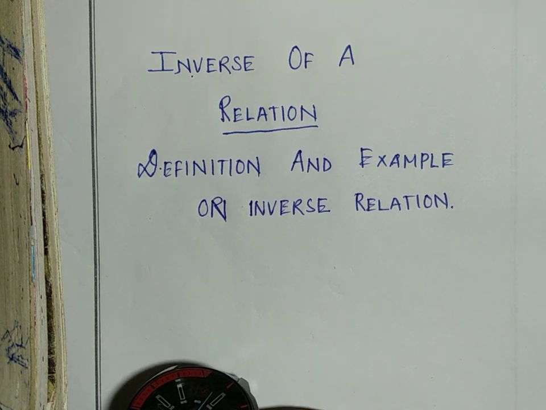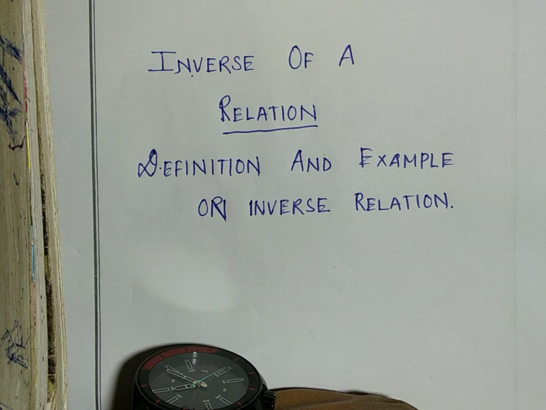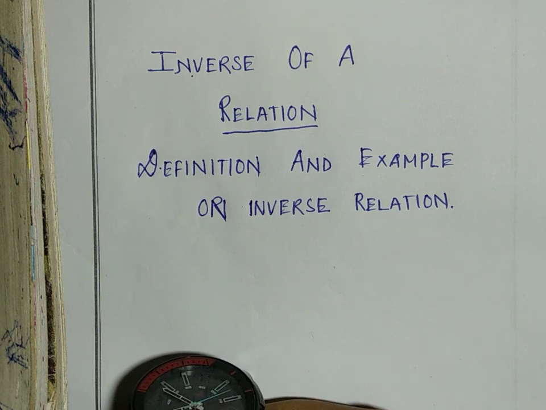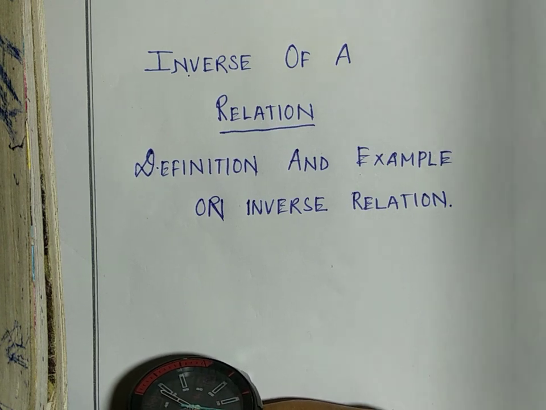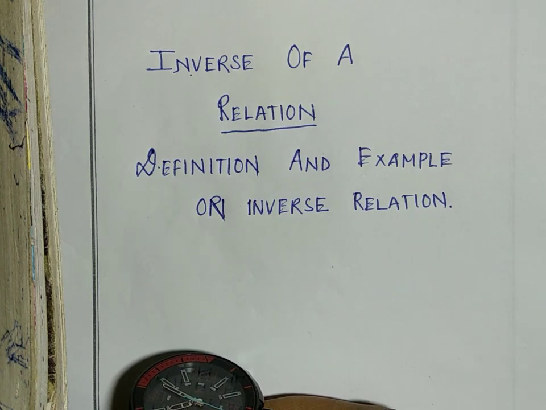Very simple topic. Just go through the steps; I will explain step by step. First of all, we will go through the definition of what an inverse relation actually is. You already have the basic idea about relation. A relation is nothing but a subset of the Cartesian product of two sets. As the Cartesian product itself is a set and it always contains ordered pairs, that's why a relation always contains ordered pairs.